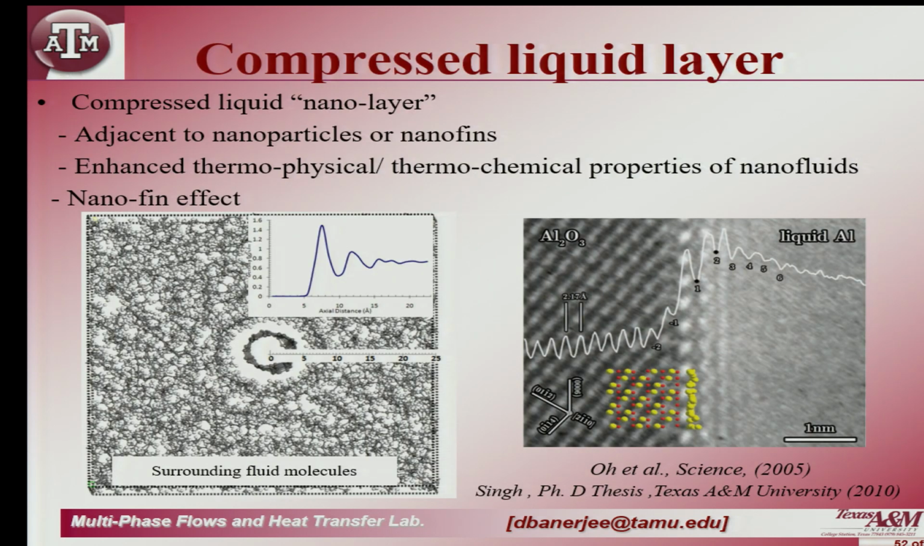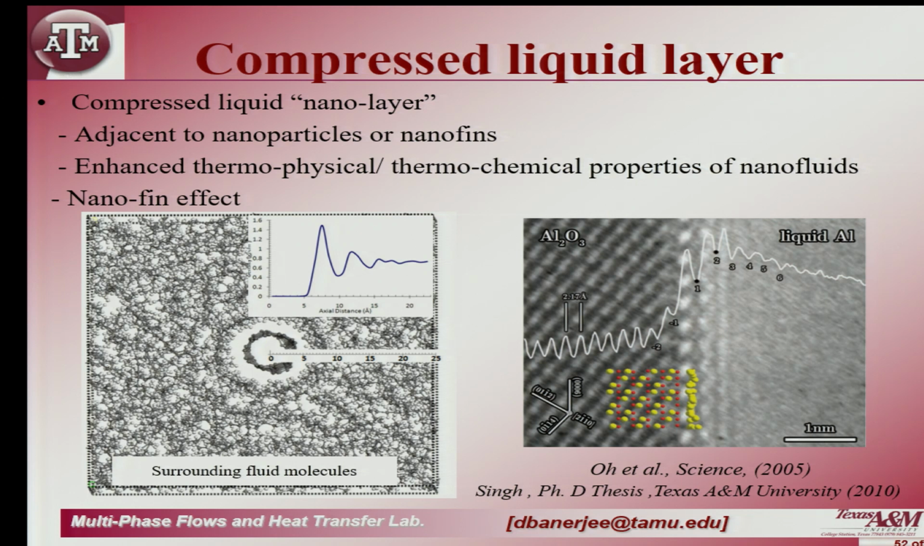This is not my data. This is a paper that came out in Science. This is a sapphire crystal, this is liquid aluminum. What do you see? A high density layer of liquid aluminum has formed right next to the sapphire crystal, and they have plotted the density. They measured it from the image. You can see the density has peaked. Do you see that? And then the density falls off as you move away from the surface.